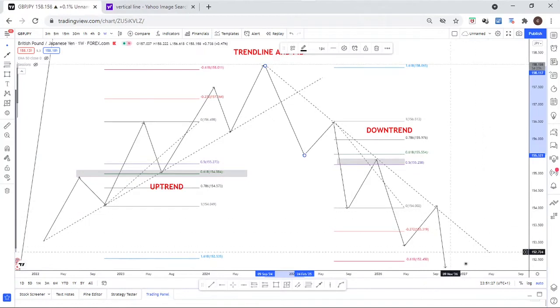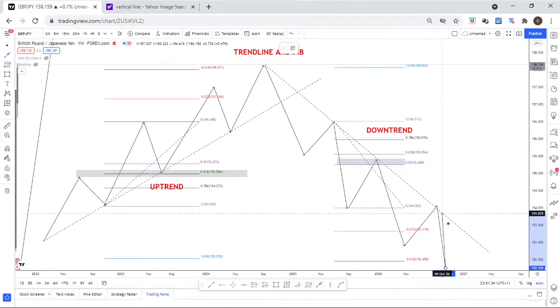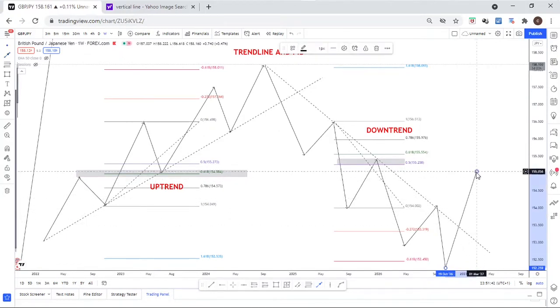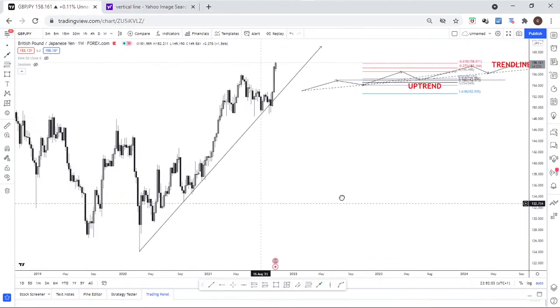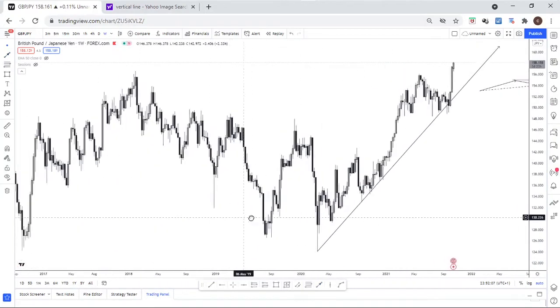The same goes for the downtrend, guys. When the market comes back to break the trend line and break the last lower high, what you are sure of is that this market wants to start going the opposite direction. So let's return back to the current live chart.